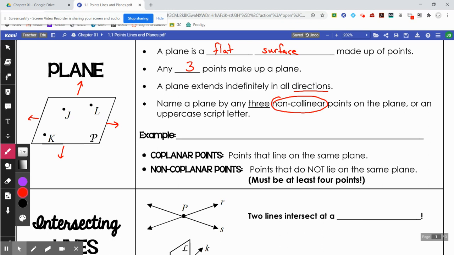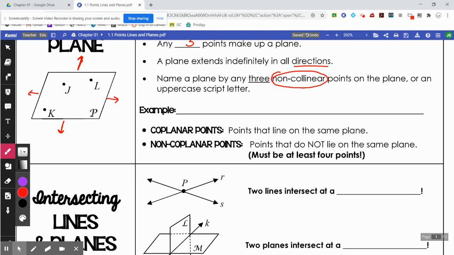Now, however, you've got to be careful saying in all directions because this plane is flat. It doesn't go up in the air like this, okay? So it goes left, right, this direction, forwards, and backwards. A plane, again, extends indefinitely in all directions. Name a plane by any 3 non-collinear points on the plane or with an uppercase script letter. And we say script is like a cursive letter.